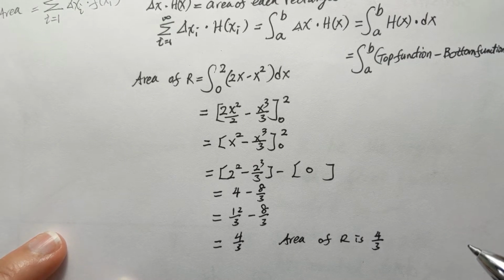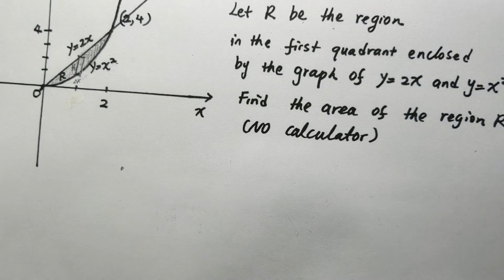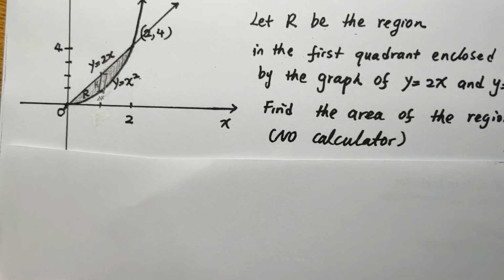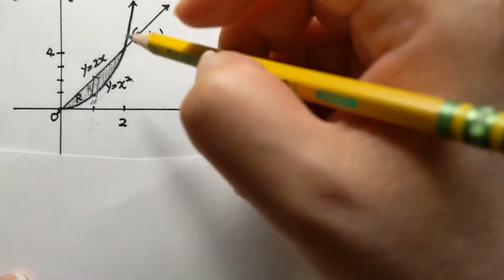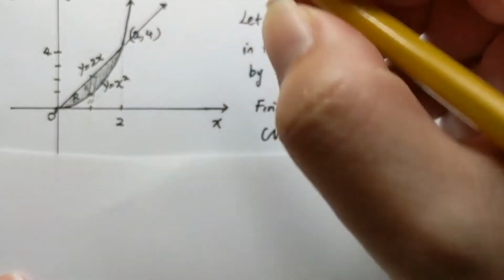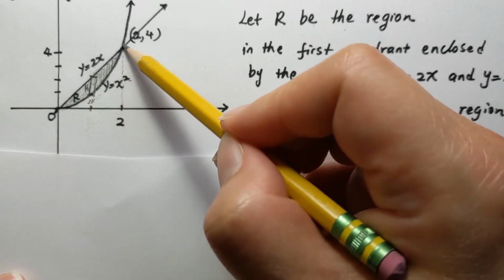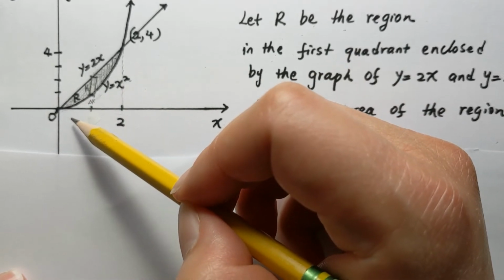So we finished using method number 1 to find the area of R. Let's take a look at method number 2. Okay, method number 2. So let's see, if I draw this line over here, do you see a big triangle in the area underneath the curve y equals x squared? So we're going to use what we learned in geometry.